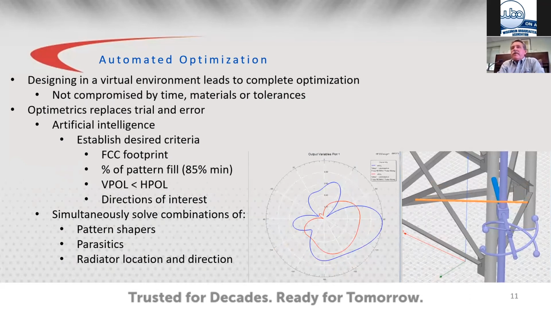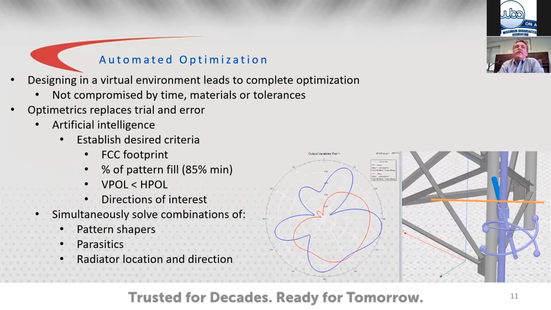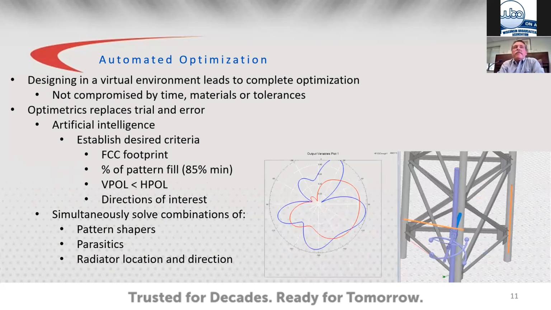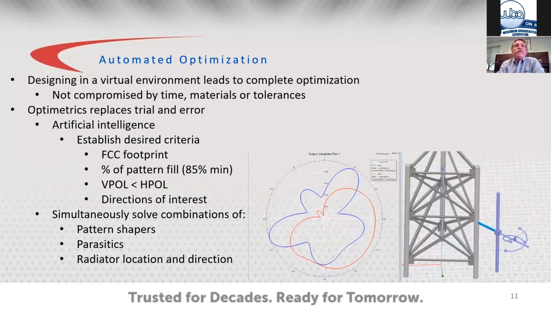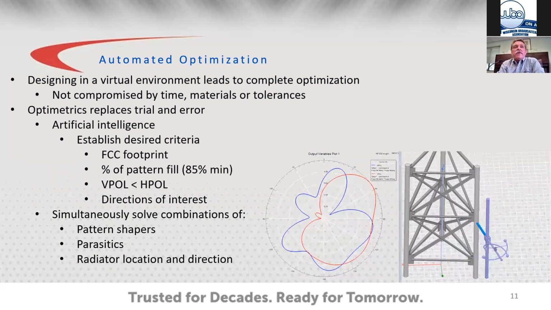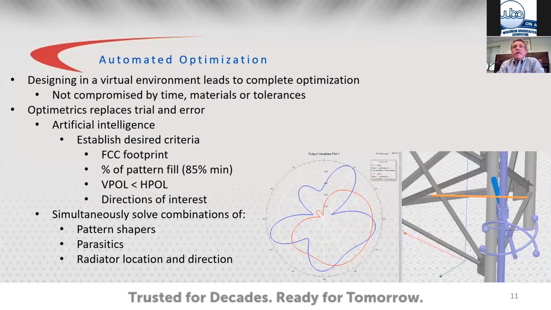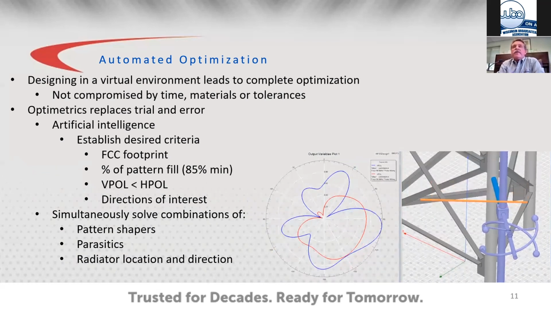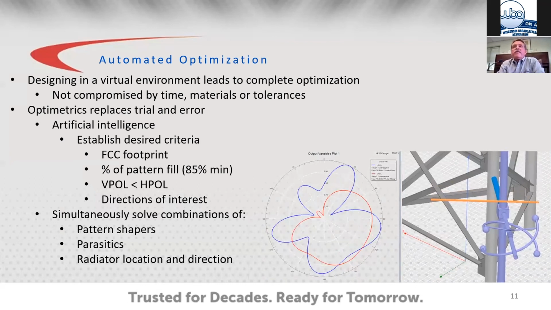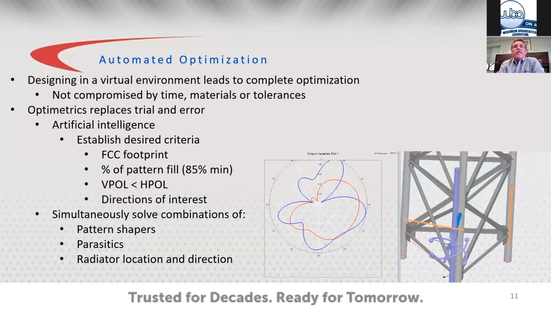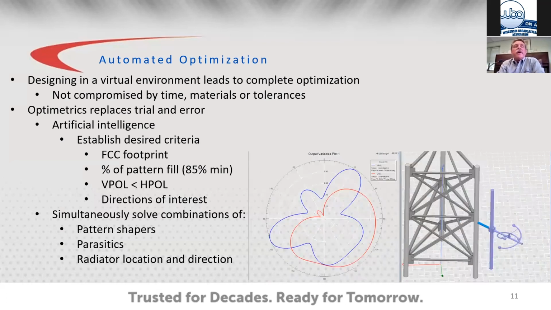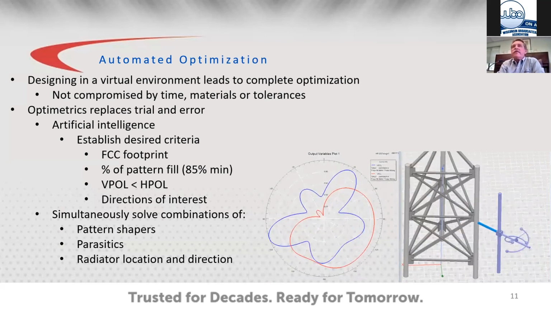And by establishing certain criteria, like the FCC footprint, percent of null fill, pattern fill, which the rules require 85% fill. Criteria such as the V-pole is to be less than the H-pole, and certainly the end user has directions of interest for the pattern. And from there, artificial intelligence can really make some smart decisions outside of the software by simultaneously solving a lot of combinations of the parasitics and the pattern shapers and radiator location and direction.